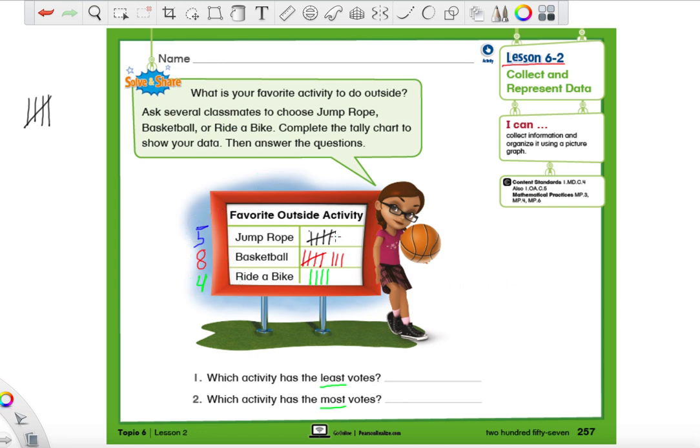So we know that we have 5 jumping rope, 8 basketball, and 4 for riding a bike. These are the 3 numbers we're dealing with, 5, 8, and 4. So out of these 3 numbers, which one is the least? Go ahead and write the name of it on this line. Which one had the least number of votes? Was it jumping rope, basketball, or riding a bike?